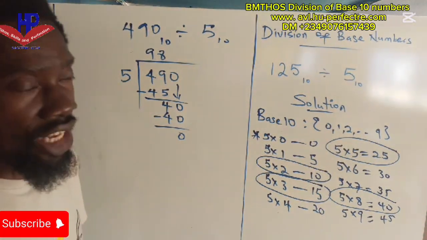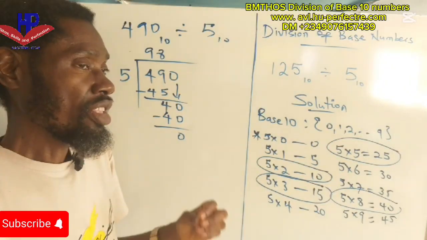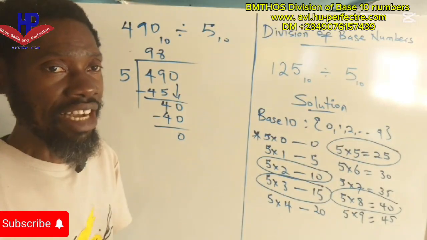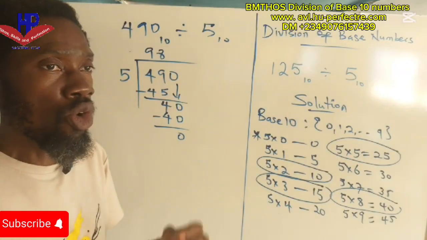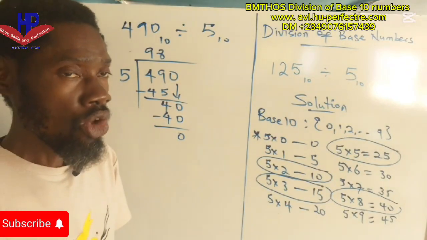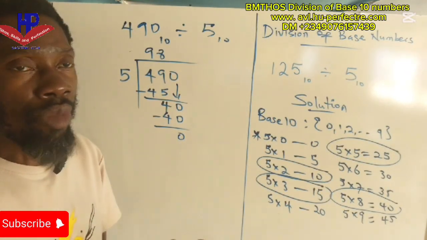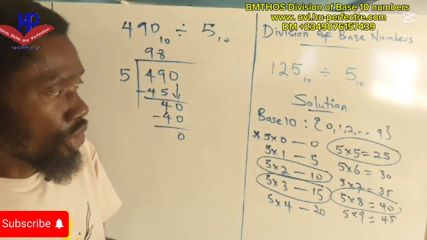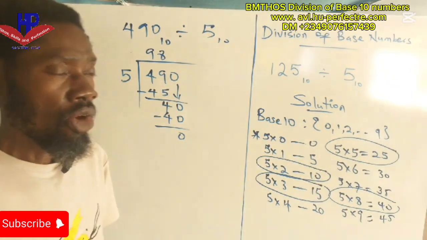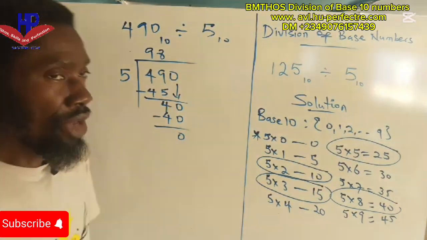All you need to do first, I said, is to understand the base you're dealing with, find out the limit of that base. If it is a base 5 number, it means the limit will be 0, 1, 2, 3, 4. So you're going to multiply the divisor by these factors 0, 1, 2, 3, 4. So your result will guide you properly on how to go about dividing other base numbers.